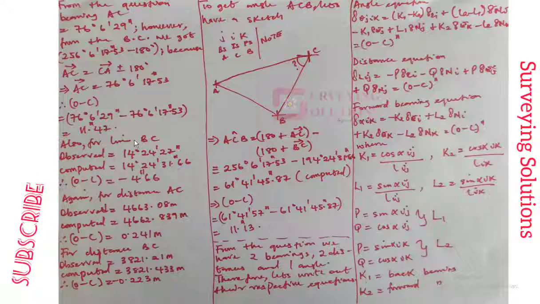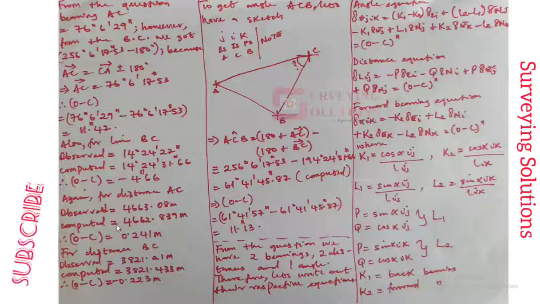For the line BC, the observed as given in the question is 14 degrees 24 minutes 27 seconds. However, what we got from our back computation, you can actually go back and confirm it, is 14 degrees 24 minutes 31.66 seconds, right? Good. By the time you do your observed minus computed, you should be able to come up with minus 4.66 seconds, right? Good. So we are done with all of the bearings.